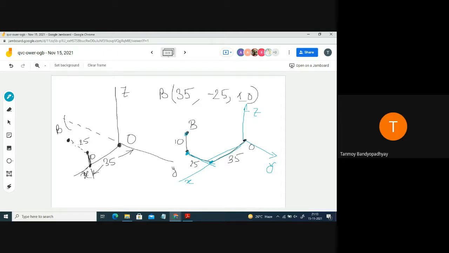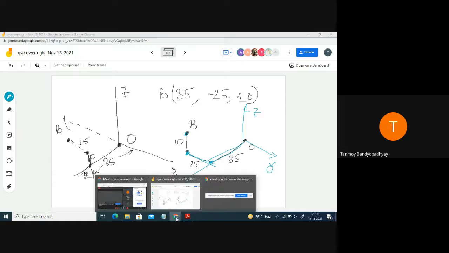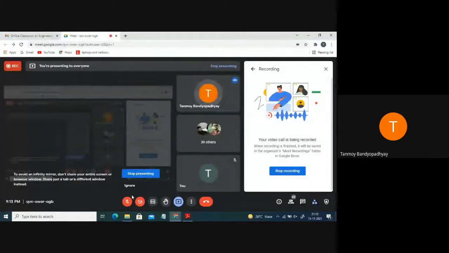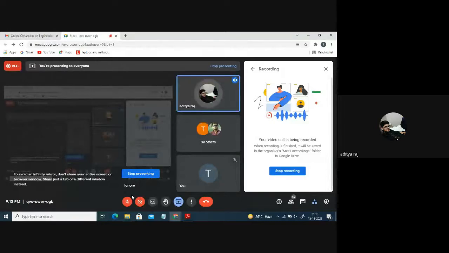Hey, Aditya, who is Aditya? Aditya Raj. Hello, who is Aditya Raj? Yes, sir. Do you want to ask me something? No, sir. Then why are you in the unmute mode? It clicked by mistake. I didn't see it first. So by mistake it happens. Okay, you should always be in the mute mode unless you want to ask me something.